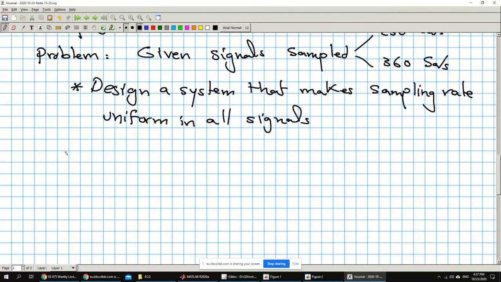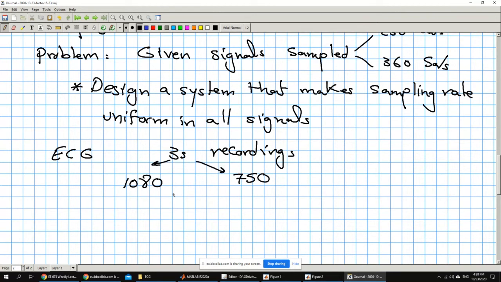In the example we have for ECG signals, we have 3-second recordings. This means that for some we have 1080 samples, and the others have 750 samples for the same 3-second duration. This is for 360 and this is for 250. What can we do to make the sampling rate uniform, in your opinion? Just give me your thoughts. You don't have to give an answer. I don't expect you to know the correct answer, but what can we do?